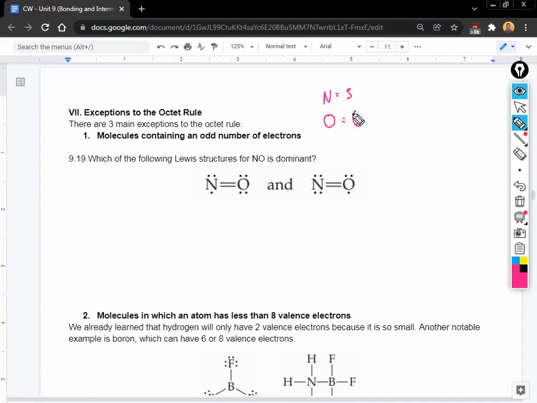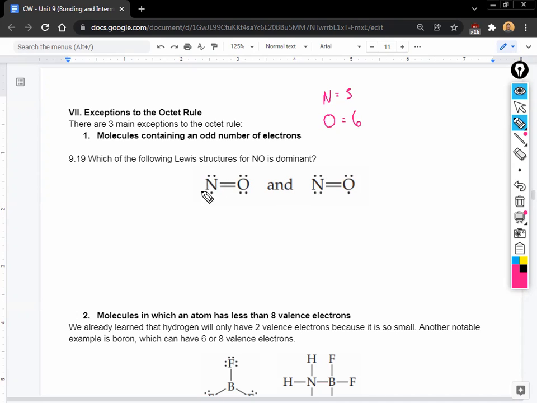6. So if we have NO, the only electrons that we have to work with, we have 11, right? Which is an odd number. And so here we cannot give everybody an octet. And so what we have to do is we need to make a Lewis structure where one of them will not have an octet. Okay, so that's the first exception to an octet rule. It's when there's an odd number of electrons. Now, we can have 2 different structures.